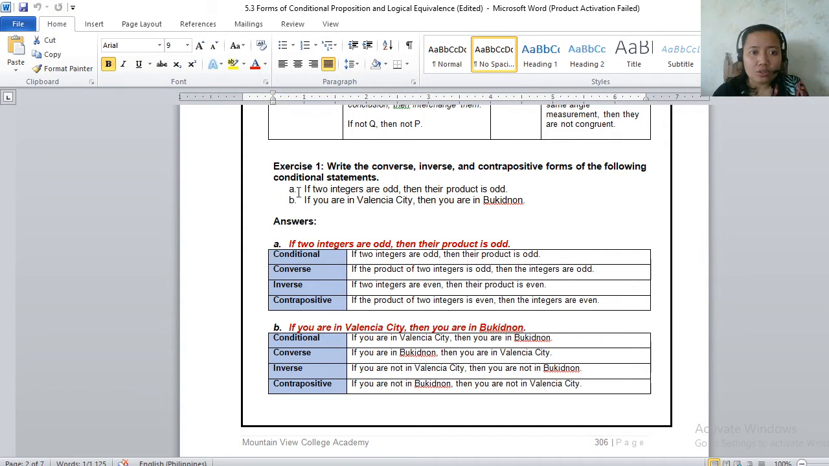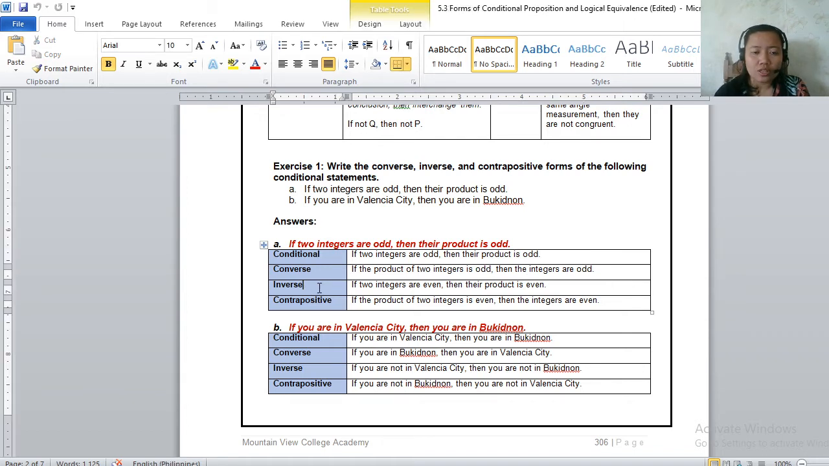So since the given is a conditional statement, we are going to copy the given. It's a conditional statement. And then the converse, let's interchange the Q and the P. So we have, if the product of two integers is odd, then the integers are odd. For inverse, let's negate the conditional proposition. If two integers are even, then their product is even.